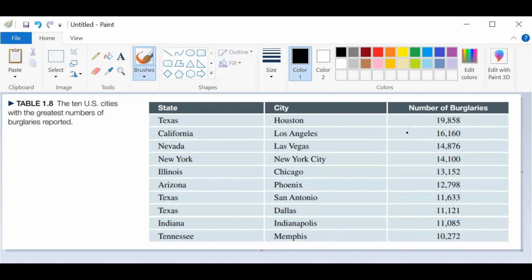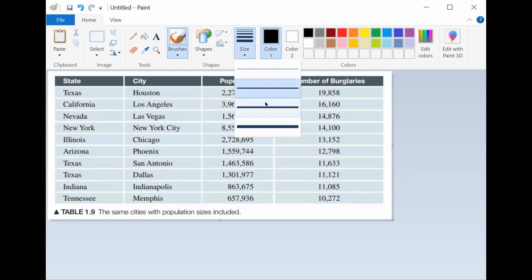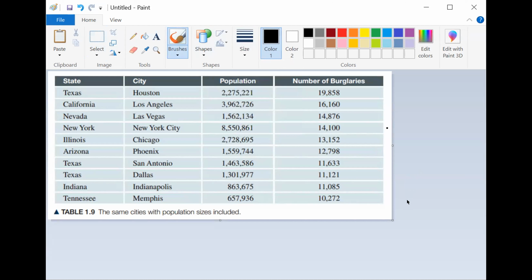And so you cannot just look at the raw numbers when you have things that have different sizes. So you need to think about that when you're looking at data. All right. And so what we can do to this table to try and answer the question here is we can add another piece of information. We can add population. All right. And so now with population on there, you could start to think about which place you would be most likely to be burglarized. And so the question we asked before, you can see there's 20,000 burglaries in Houston.